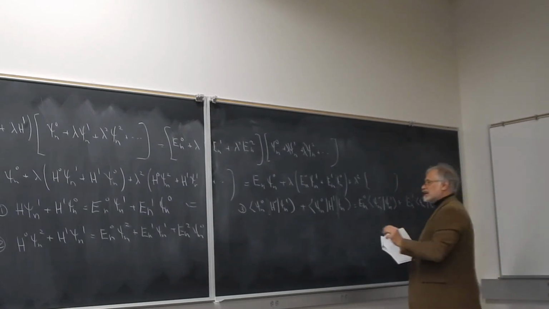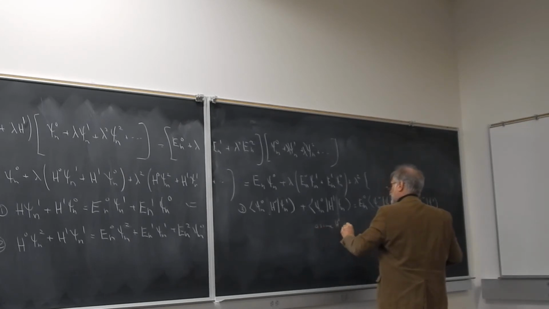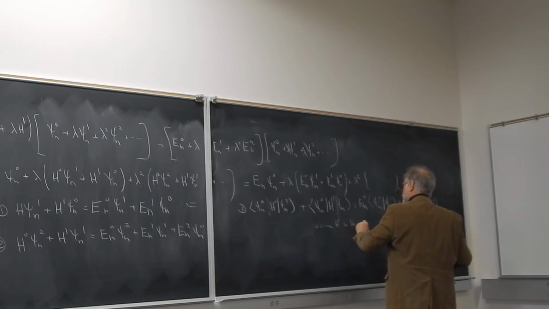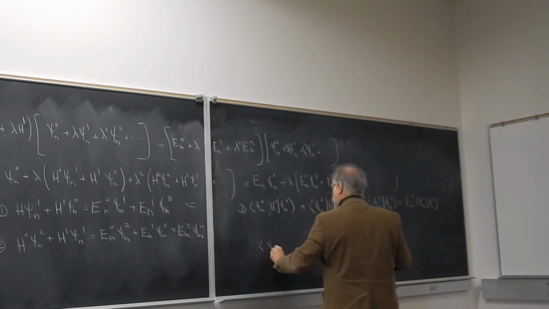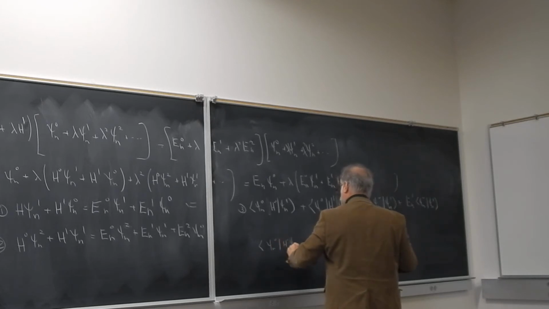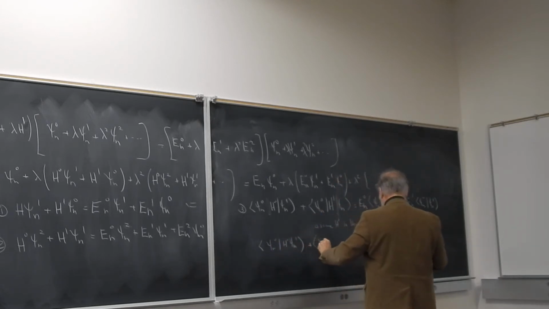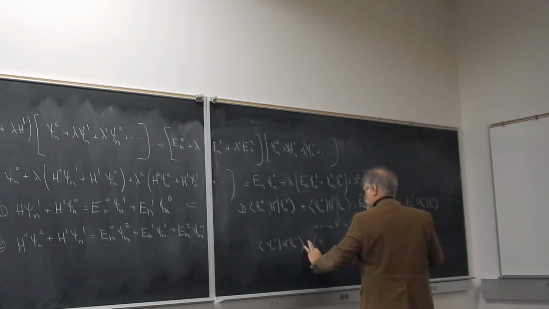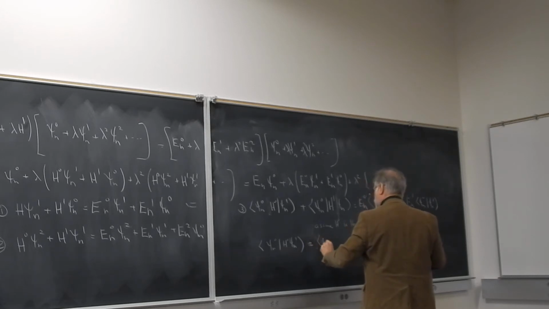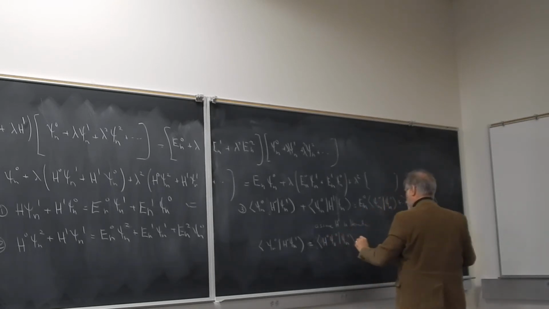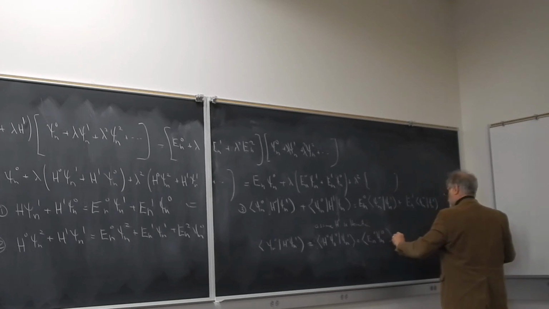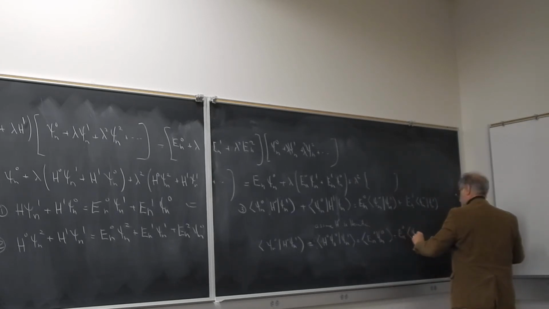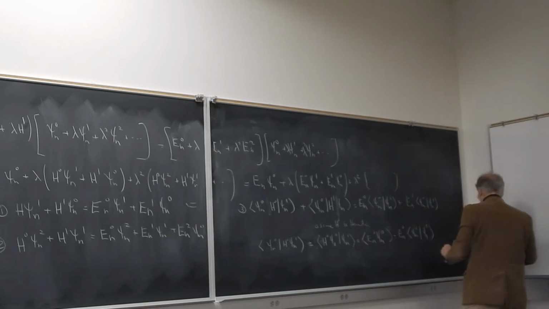We're going to assume H0 is Hermitian. So therefore, ⟨ψn0|H0 ψn1⟩ is equal to ⟨H0 ψn0|ψn1⟩, which is equal to En0⟨ψn0|ψn1⟩.